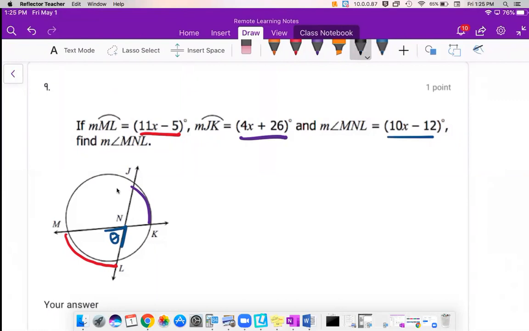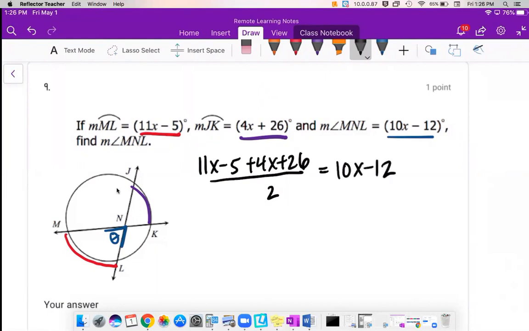So they are intersecting inside, so that means we add the red and the purple. So if I do 11x minus 5 plus 4x plus 26, and excuse me, divide by 2, that is going to equal the angle on the inside, which is represented by the 10x minus 12. So let's do a little bit of algebra. I'm going to multiply both sides by 2 to get rid of the 2 in the denominator right here, and then I'm going to combine like terms.